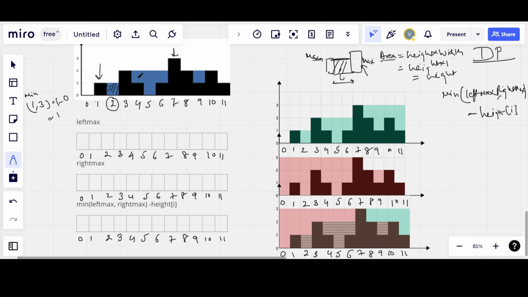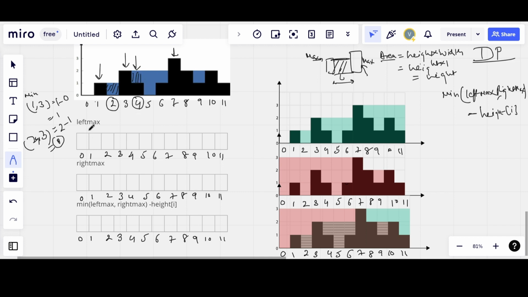Now let's calculate at index 4. On the left side, the left max is at index 3, that has height 2. For the right, it is again 3 at index 7. So the minimum of these two will be 2, and at index 4 we have a bar height as well, so we'll subtract 1 because the height of the bar is 1. So it will be 2 minus 1, one unit of water that will be stored at index 4.